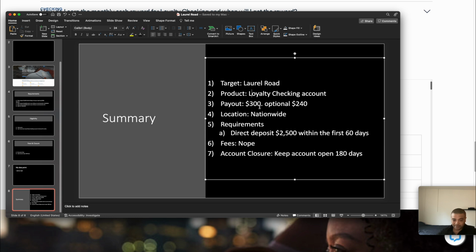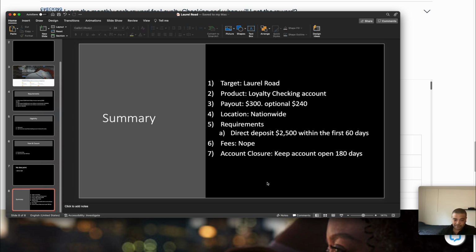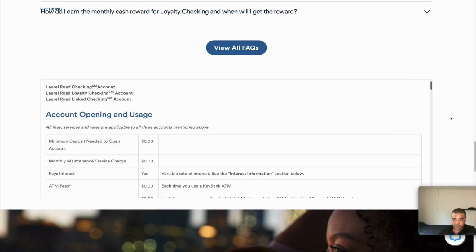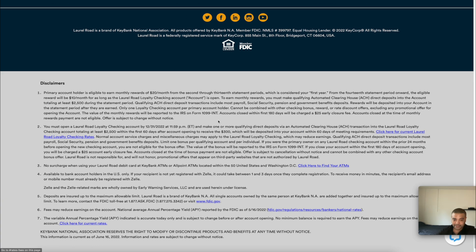Requirements, again, I'm just listing out the main requirements because when I make the video, I think most people are going to be interested in this. But direct deposit $2,500 within the first 60 days. Fees, nope. Account closures, keep account open 180 days. And so just like that, that's the behind the scenes of how you gather all the terms and conditions. Again, reading through this is really good. That's really the key, knowing what to look for.